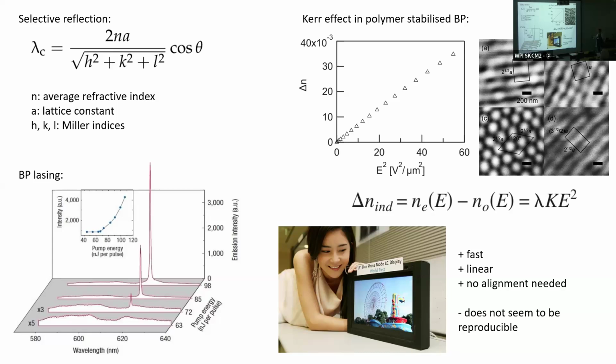And that, you can see here, works pretty well. And it has a few advantages. One of them is that it's fast. It is quite obviously linear as a function of E squared. And you don't need alignment layers, which is, when you build displays, really good.